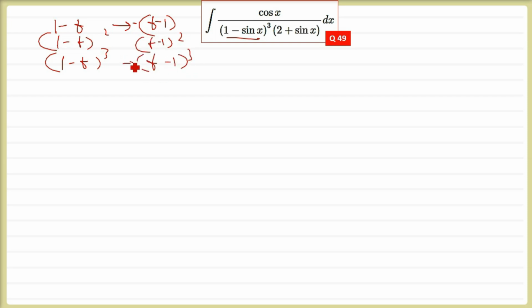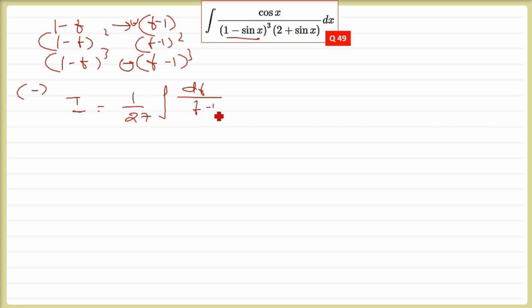But 1 minus t whole cube, if it is written as t minus 1 whole cube, then you ought to have a negative in front. So the negative for 2 of the terms can come out, and then you can replace this 1 minus sin x by sin x minus 1 everywhere. If you want, let me re-emphasize, you can do it, but if you don't do it, there will be no deduction in the marks. The question doesn't demand it, only to match the R.D. Sharma solutions, we are doing it.